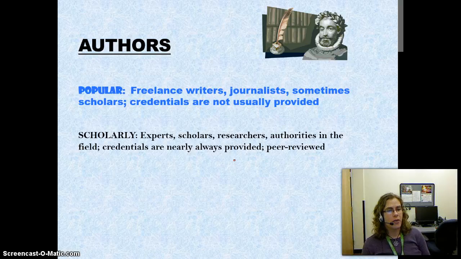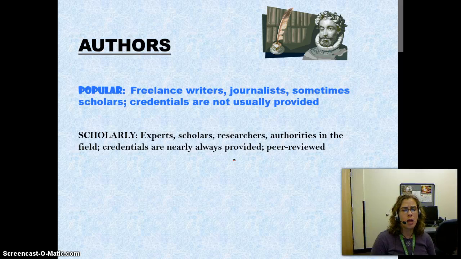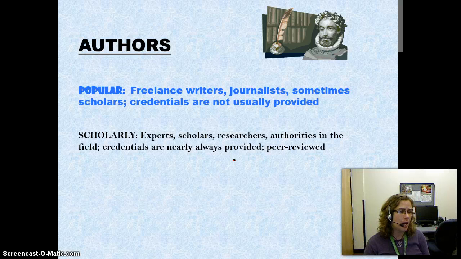This is very different from a scholarly journal where the authors are the experts and researchers, the scholars doing research on a particular topic who are authorities in their field. They almost always provide their credentials, and the very important thing to remember about most scholarly titles is that the articles go through a process of peer review, where they are read by experts in the field before they're even published. So when you know that a journal has been peer reviewed, that gives it extra reliability and credibility that you know you can count on the information contained in there as being valid.